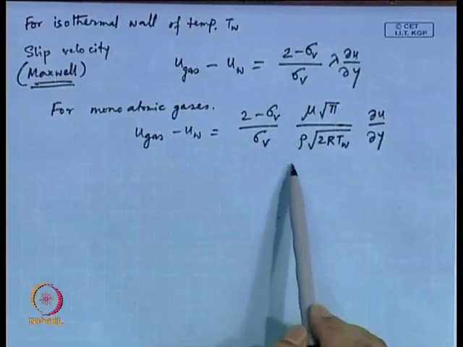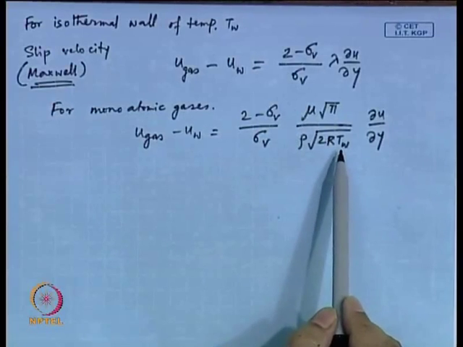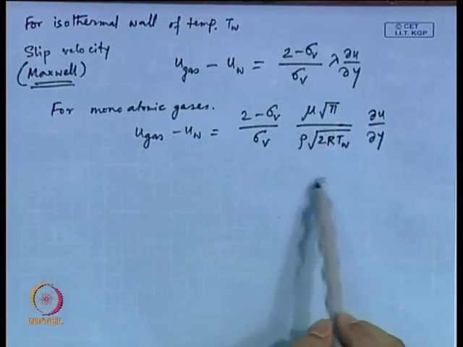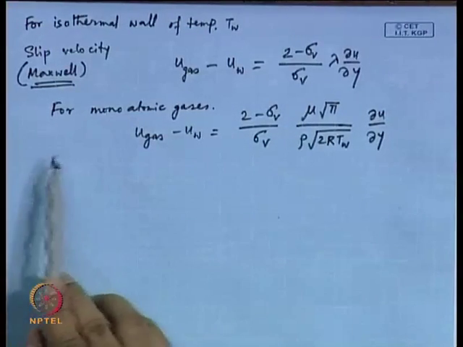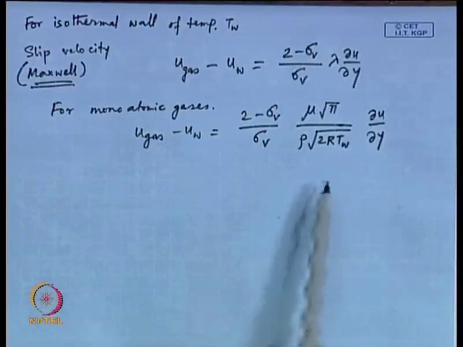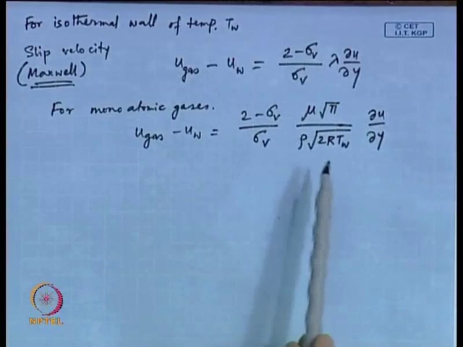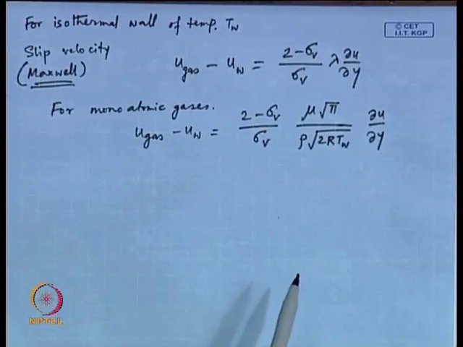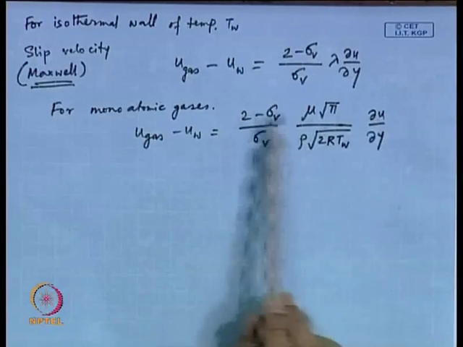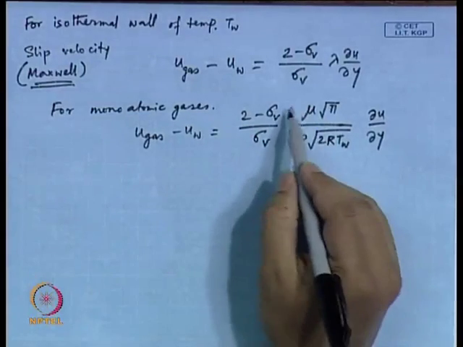Anyway, that is not exactly under this, you can figure it out. This is how the expression for mean free path is obtained. Check the book on physical chemistry. So this is the expression for monoatomic gases, that u gas minus u w has a factor which has been put there because of the tangential momentum that the incident molecules bring, and then this del u del y arises from the Taylor series expansion, and this is the expression for lambda.